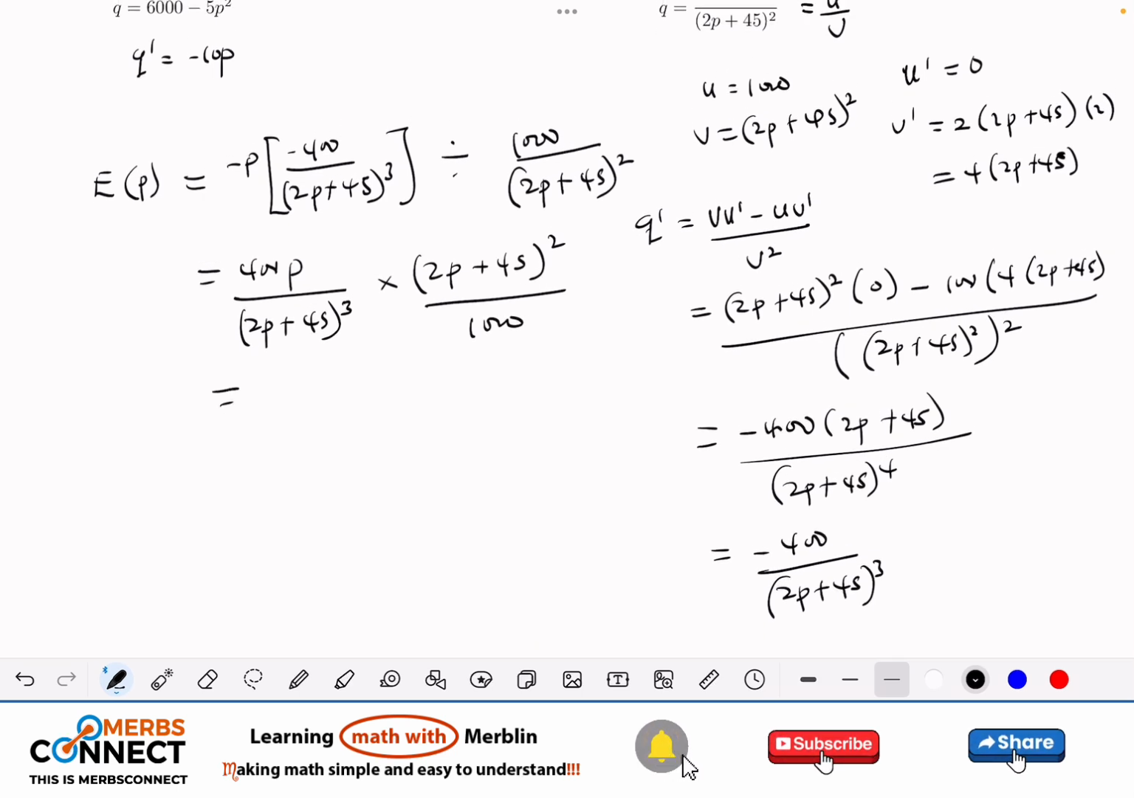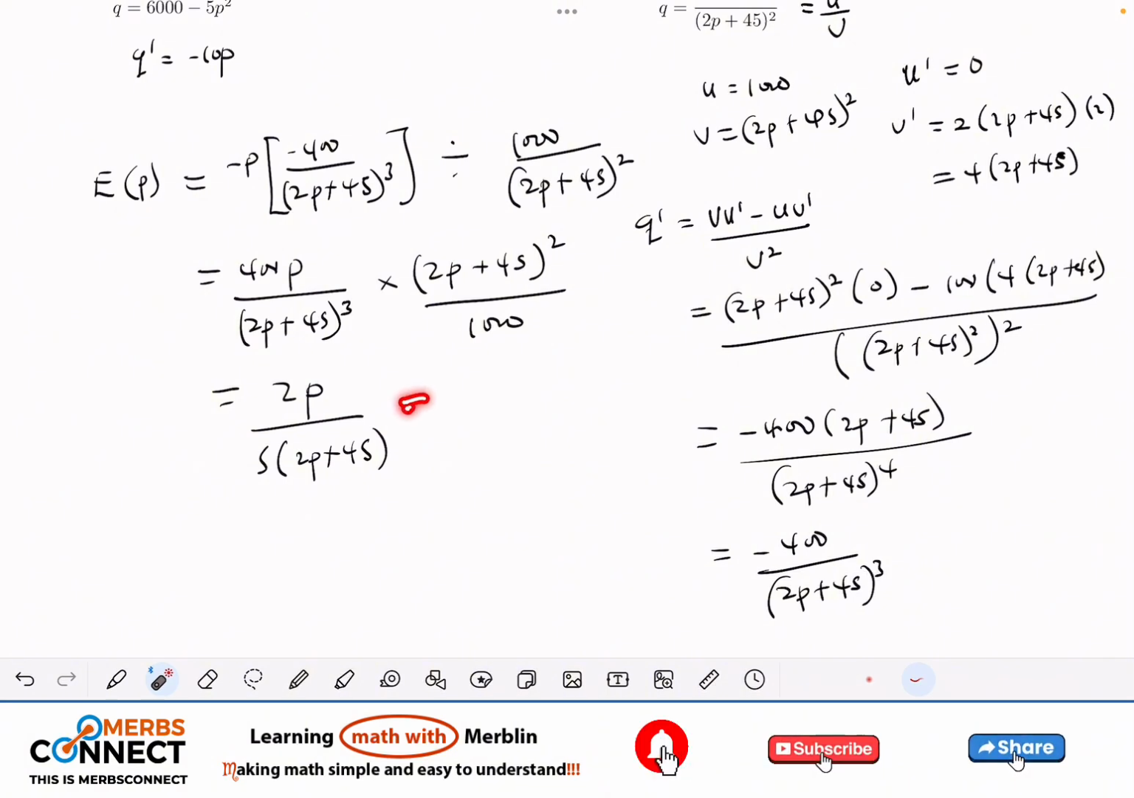And then I think this one we're going to cancel. So we are going to have this cancel itself, 10, cancel here, 4, 4 here 2, 4 here 5. So the top here will be left with 2. So I'm going to have 2P divided by, don't forget here we'll be left with 5. So I'm going to have 5 times (2P plus 45). So this is what I'm going to have. Then if I want to multiply, yes, I can just multiply it out to get something like 2P divided by 10P plus 90.